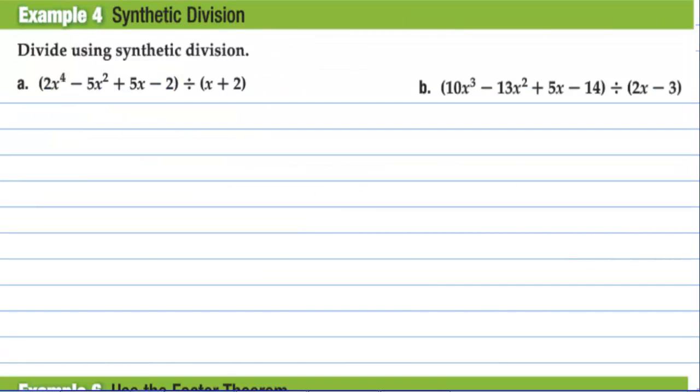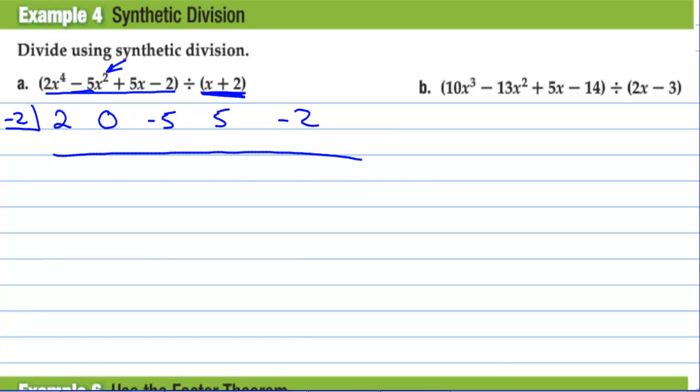Example 4, synthetic division. Divide using synthetic division. If we're going to divide by x plus 2, we're going to put negative 2 in the box, and then we write the coefficients, and we have to account for all of the powers starting with 4. So the coefficient for x to the 4th is 2, but we don't have an x to the 3rd, so we must write a 0. You have to write a 0 there. So we have the 4, the 3, the 2 is negative 5, meaning the x squared coefficient is negative 5. Then we have 5, and then negative 2.